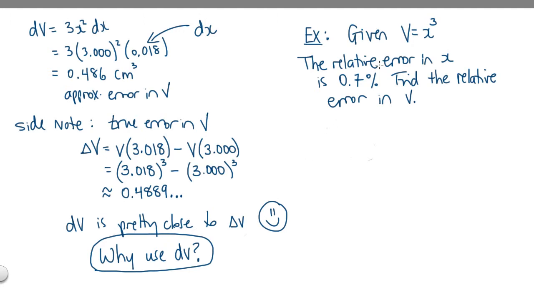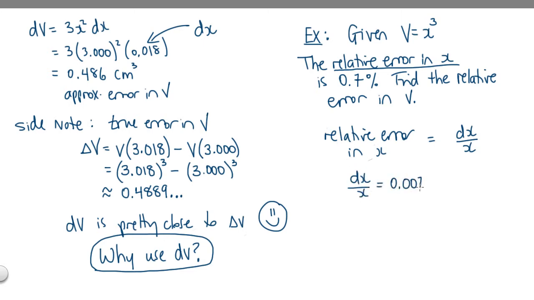Okay, well, let's organize some of the information in the question. We're told about the relative error in x. So whenever we're talking about the relative error in a variable, by definition, that means the differential of the variable divided by the variable itself. So it's the error that you make in the measurement divided by the measured value, if you want to think of it that way. So we are told that dx over x is equal to 0.007, if I write that as a number. 0.7%, the same thing as 0.007.